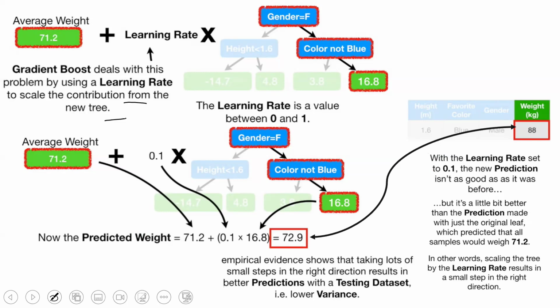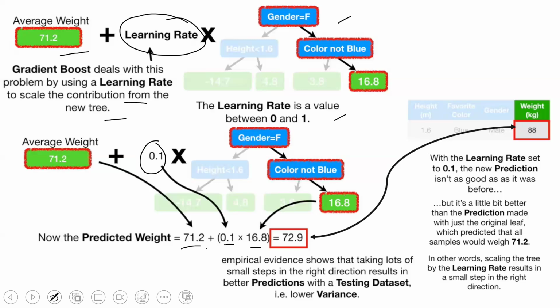So now, instead of just adding the average weight, the initial leaf node, with this particular tree, in between we are introducing a learning rate. Learning rate is nothing but taking a small step towards the right prediction. That is what learning rate means. Learning rate will always be between 0 and 1. So after introducing the learning rate, what will be the new predicted value? 71.2 plus 0.1 times 16.8.